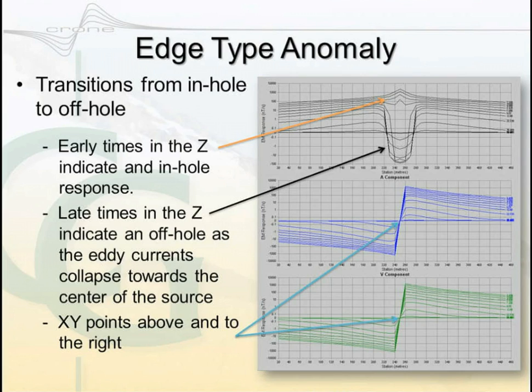And just some XY data here. This is just a synthetic example that I had done. You end up having a crossover right where the anomaly is, and then the XY will point above and to the right of the hole.